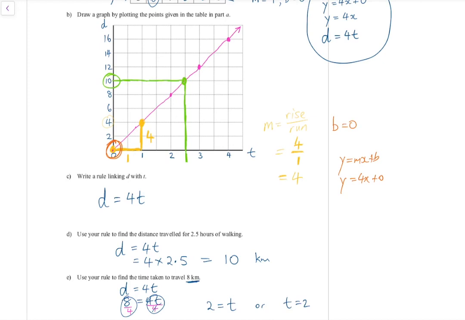And again, I can check that from the graph by doing this. Go to 8 kilometres, come across to the graph, then drop down, and hopefully you can see that that's taken me 2 hours.